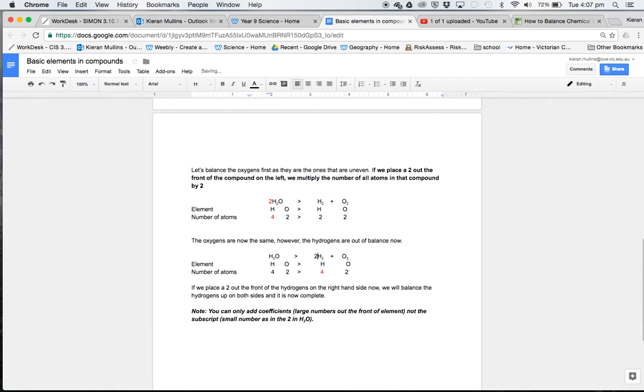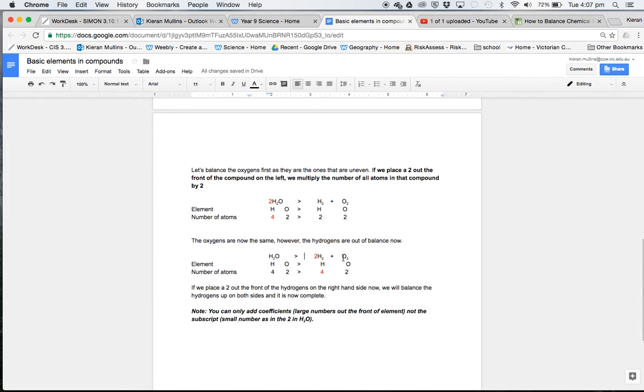So if I put a 2 out the front of here, make this red as well, to show you that it's been added. All of a sudden, my hydrogens on this side are now 2 times 2, which is 4, and they're 4 over here. My oxygens are 2 here, and they're 2. I can see I've got perfect balance in all my elements on both sides, the reactants and products.